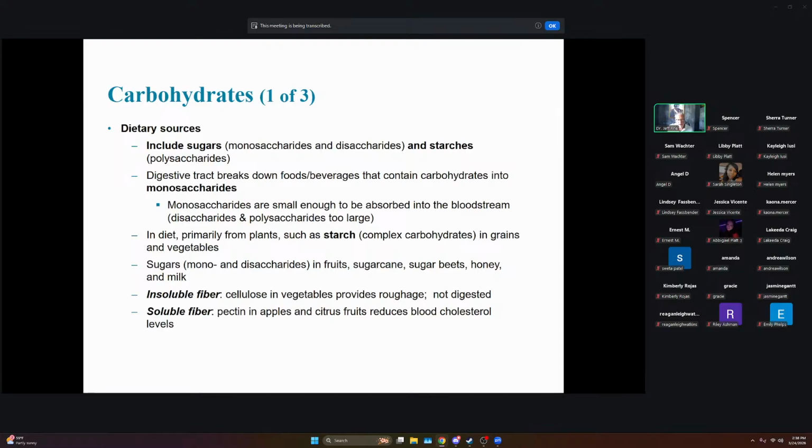So again, primarily our starches come from plants, grains, and vegetables. Sugars come from either refined sugar, that junk food sugar, like in candy bars, or sugar definitely comes from things like fruit and beets and honey and milk. Okay, those aren't as high in calorie content as refined sugar is, like we find in desserts.